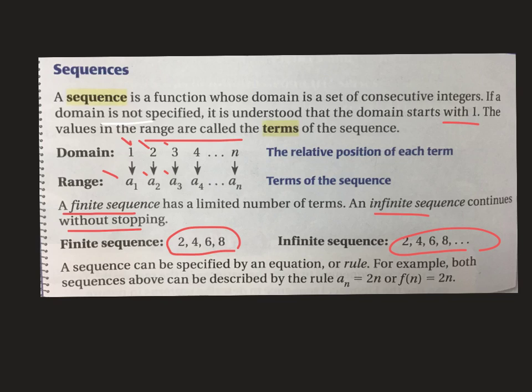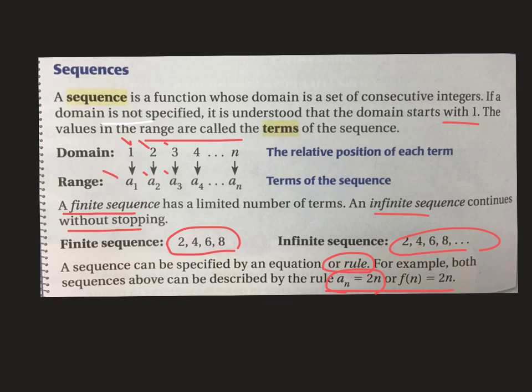A sequence can be specified by an equation. We call it a rule. So you're going to see the word rule a lot the next few days. That just means the equation of the sequence. Both sequences above can be described by this rule: either a sub n equals 2n, or f of n equals 2n. Either way, we're going to write this the most, probably the first way. And I'll show you how that works in just a second.